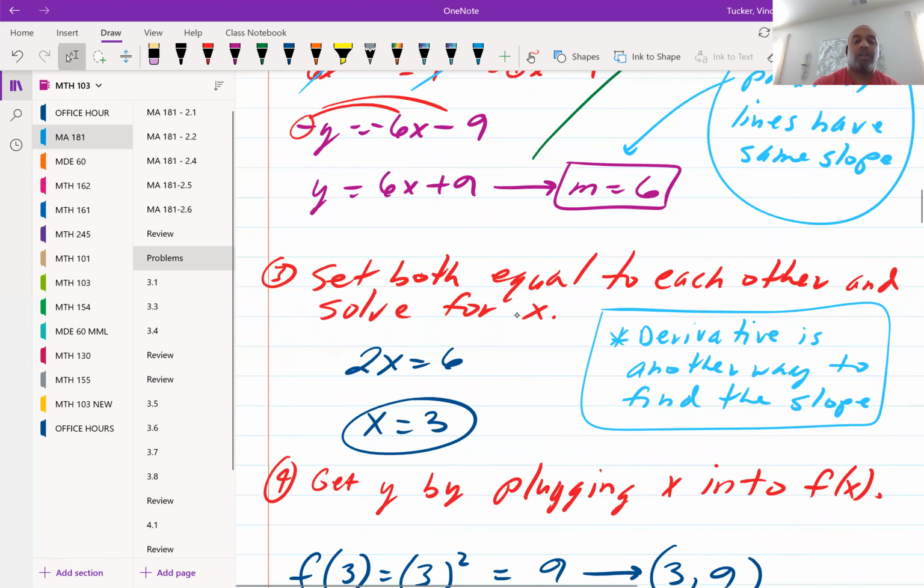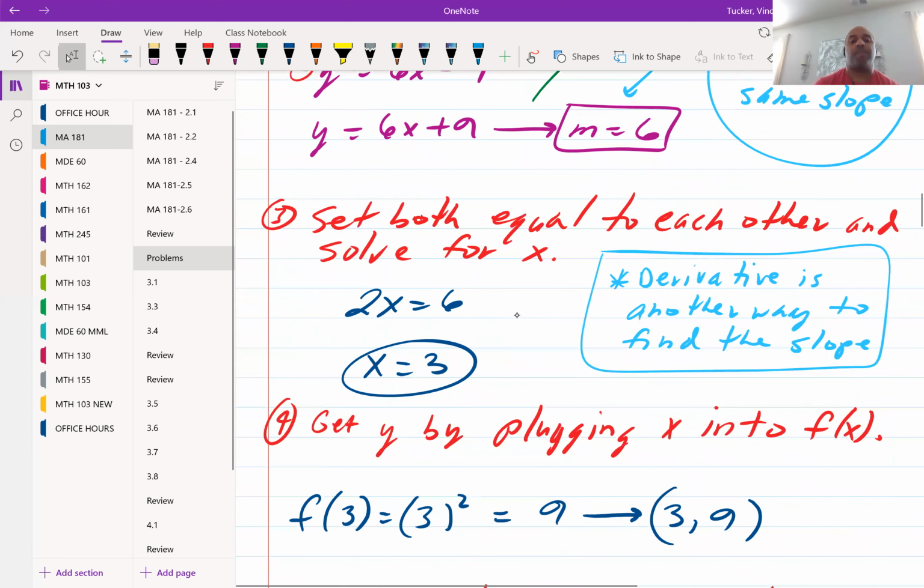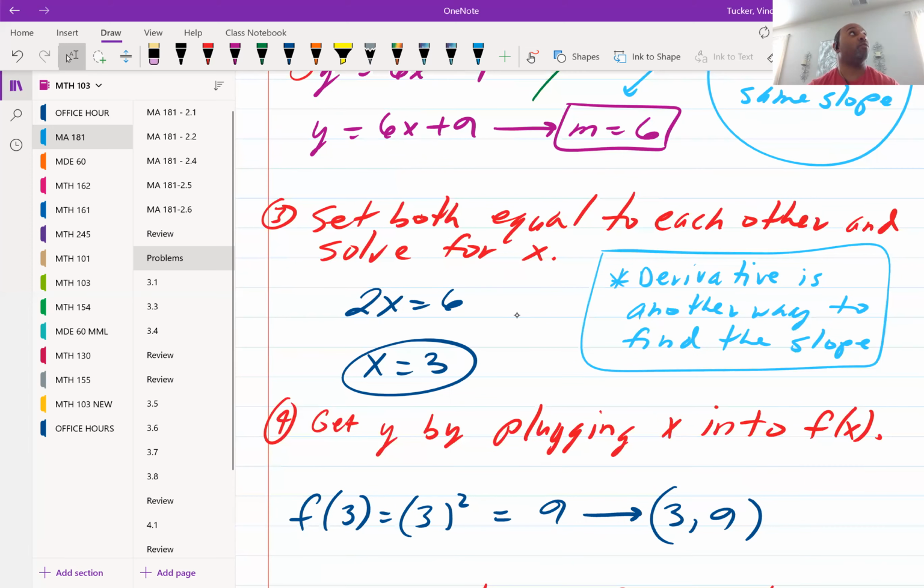All right. So we can get the y component of that ordered pair by plugging x into f of x. Remember, f of x was x squared. So we plug in 3. 3 squared is 9. So now we have the ordered pair 3, 9.